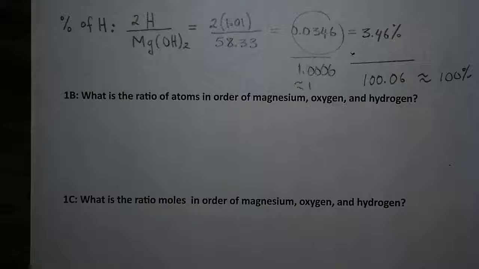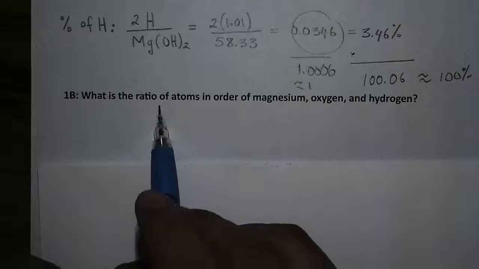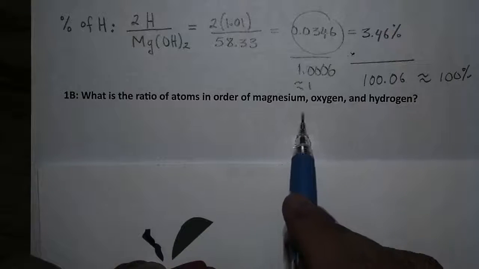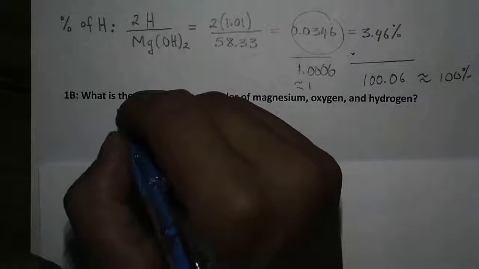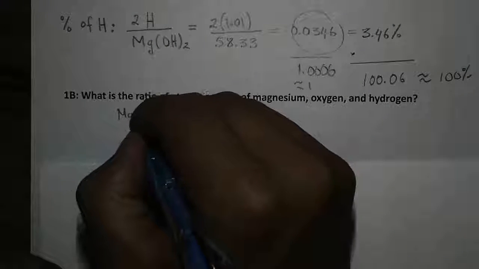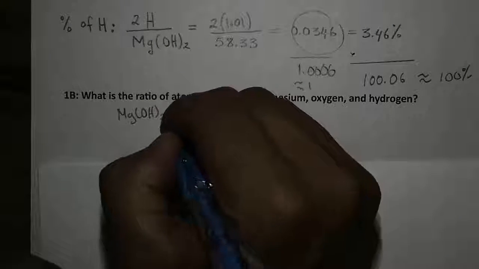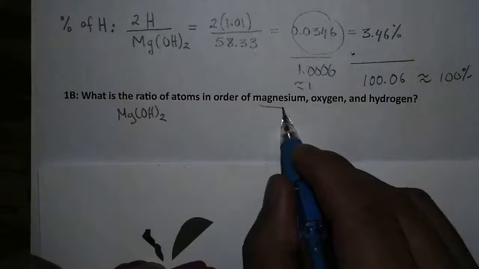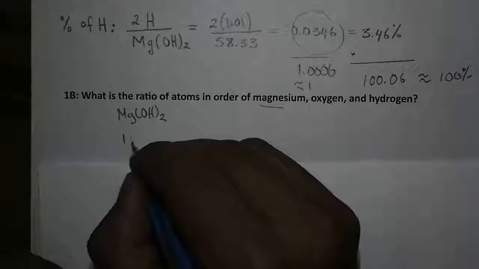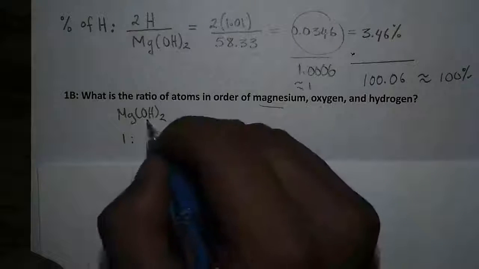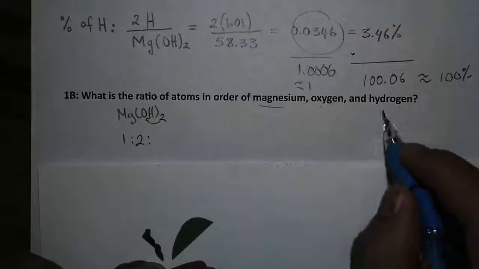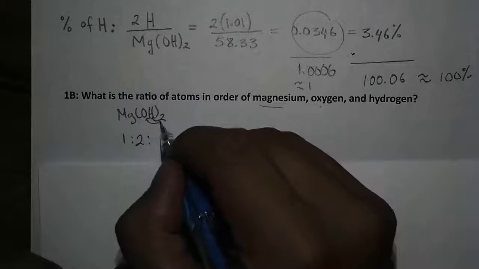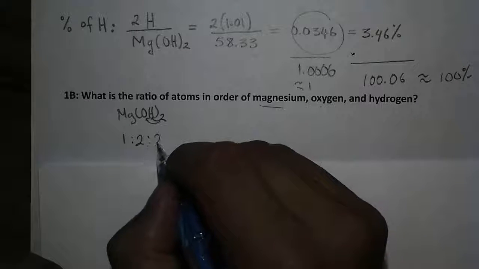Now let's talk about other problems that relate to percent composition. What is the ratio of atoms in order of magnesium, oxygen, and hydrogen? Again, if we look at the Mg(OH)2, or magnesium hydroxide, for magnesium we have only one, so 1 Mg. For oxygen we distributed, and that gave us 2 oxygen. And for hydrogen, again, we distributed the number outside the parenthesis. That gave us 2 hydrogen again.